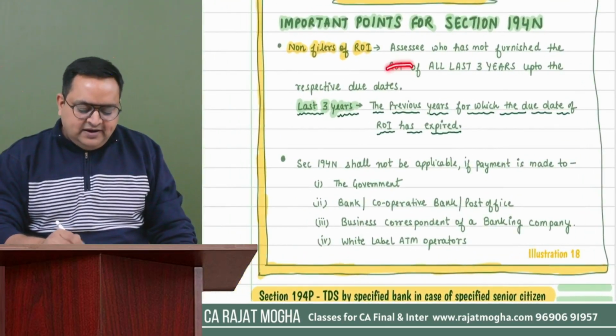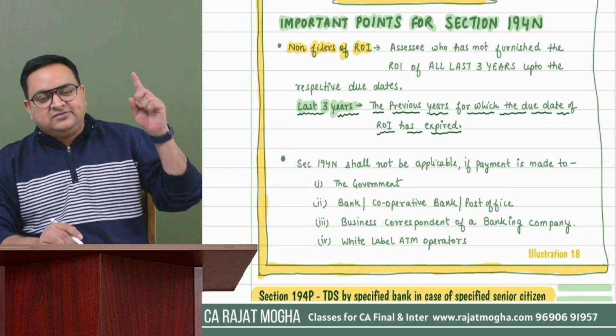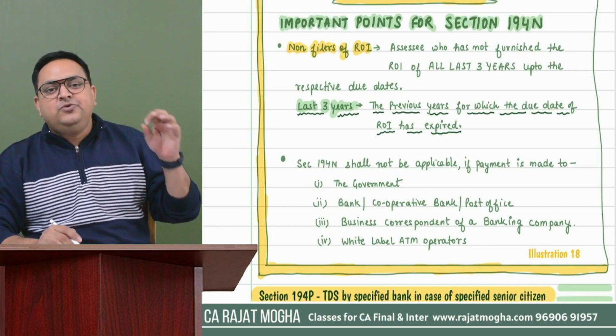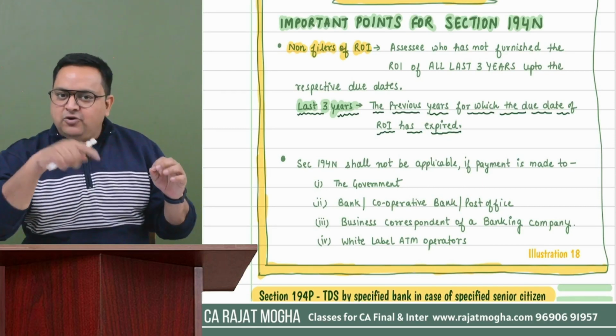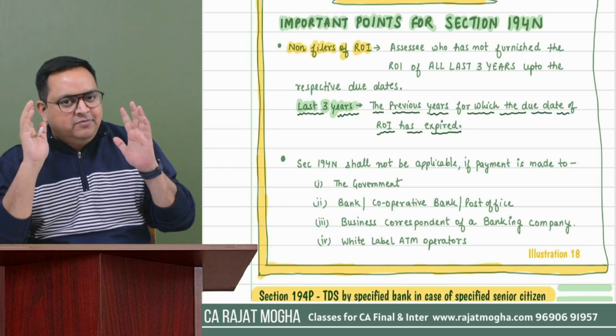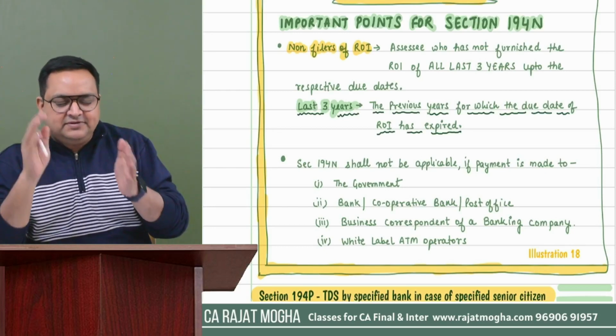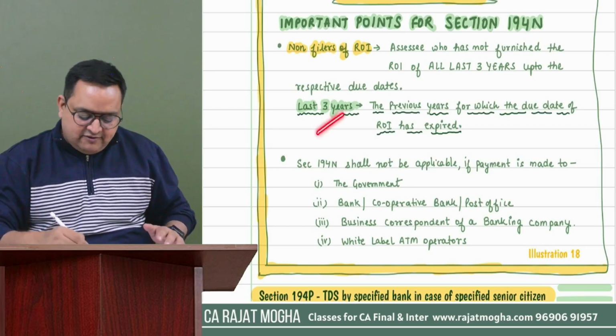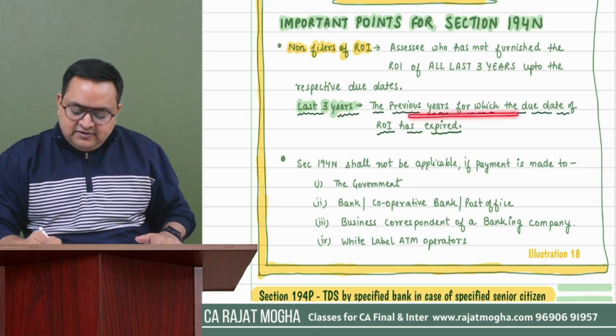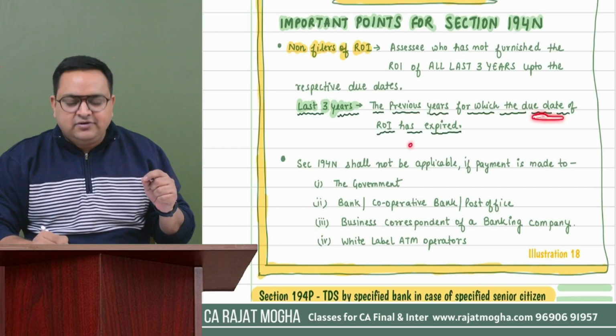Right? Who are non-filers? I have already discussed with you. We have to see the last 3 years' returns, those whose due date has expired. If all 3 returns are filed on time, you will be considered in the filer category. If any of the returns is not filed on time, this person will be considered in the non-filer category. That I have already discussed. Take the last 3 years whose due date has already expired.